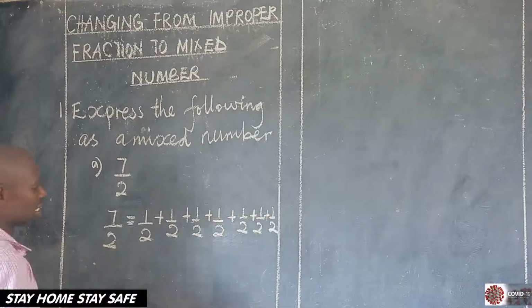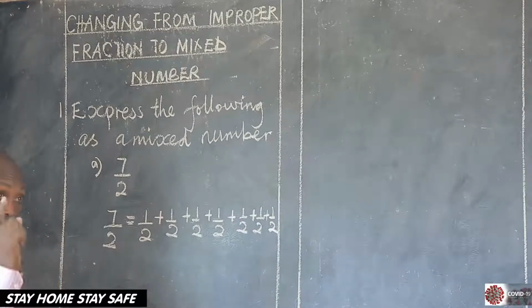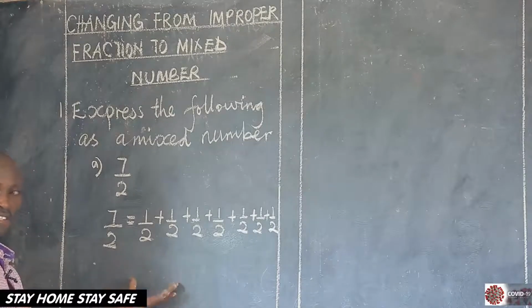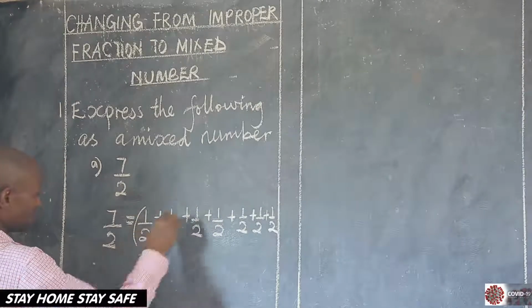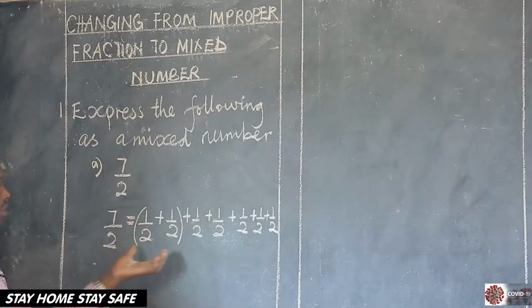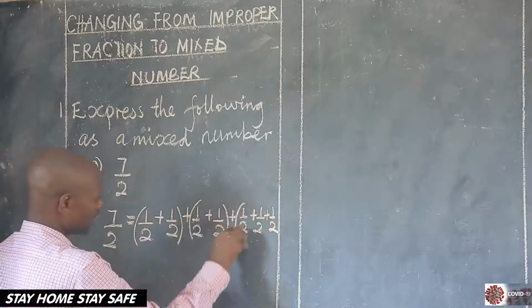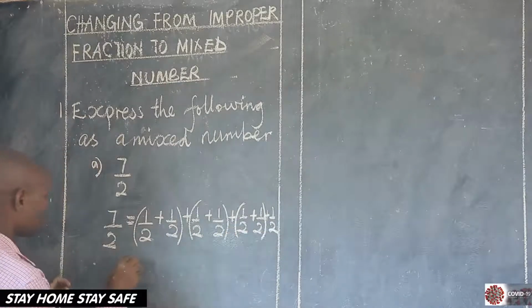So having written 7 halves, how many halves make a whole? From P1 you know that there are 2. How many quarters make a whole? You know that there are 4. How many fifths? There are 5. How many sixths? There are 6. So we are going to pair by saying 2 halves will make a whole. Even here 2 halves will make a whole. Even here 2 halves still will make a whole.